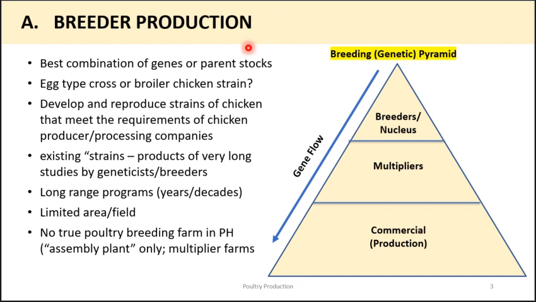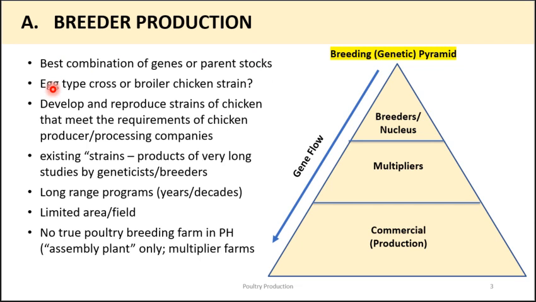Okay. Here in breeder production, the best combination of genes or parent stocks are considered. You don't just randomly choose mating combinations. As I said in our previous lectures, we have to select the better performing individuals to become parents of the next generation. Okay? So I hope that's clear for this part.